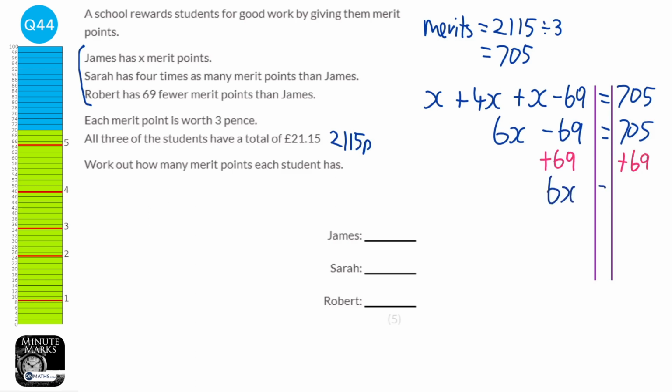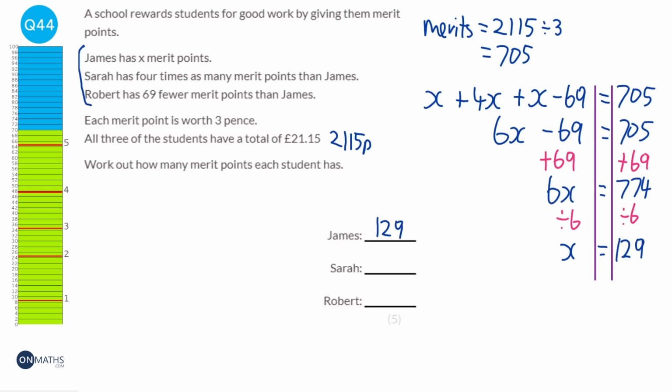So we've got 6x equals 774. Then we're going to divide by 6 on both sides. And so we've got x equals 129. So x equals 129. That means James has 129. Sarah has 4 times more, so she will have 516. And Robert has 69 fewer, so we're going to take 69 away from that. And that will equal 60.